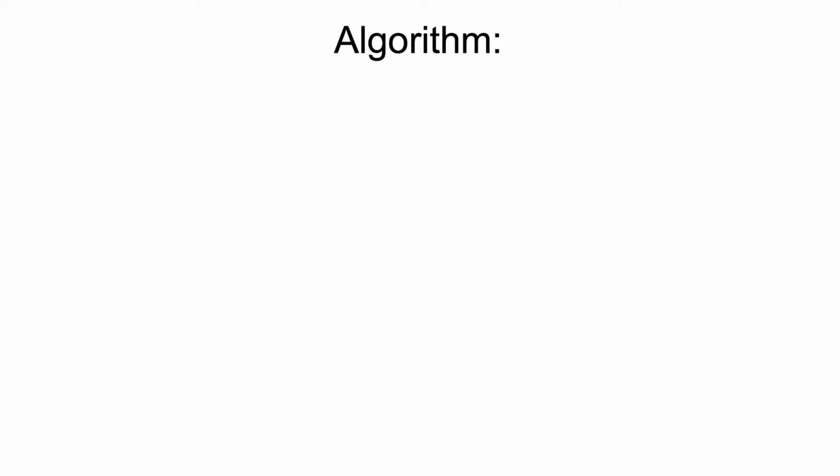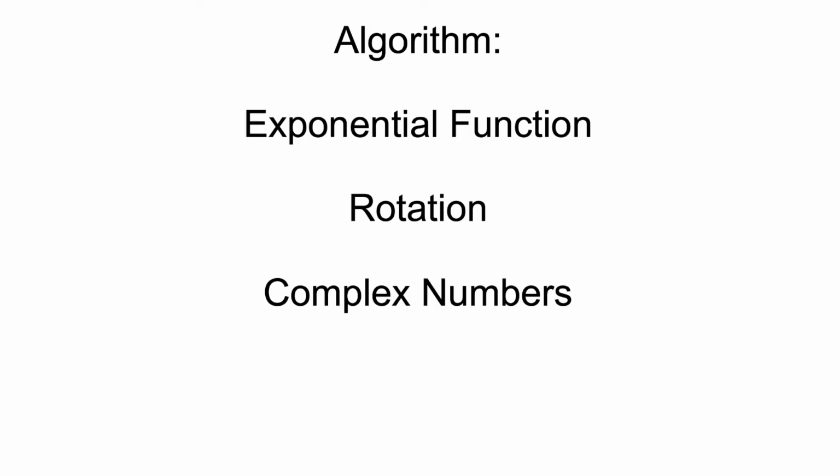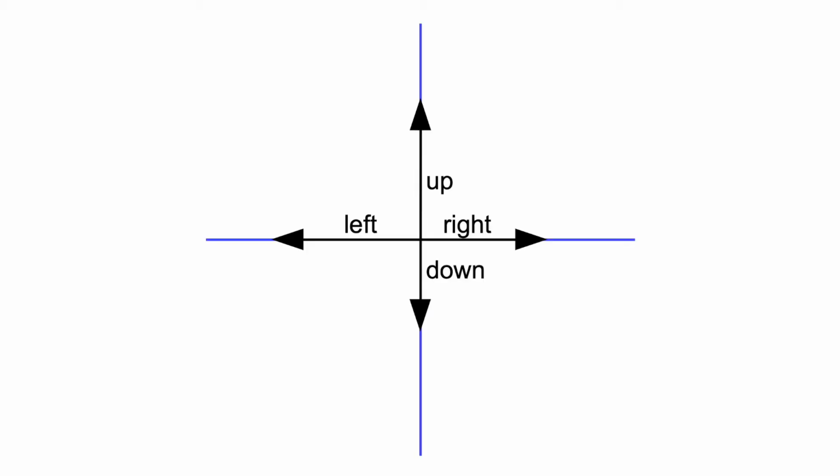Hello. Let's show an algorithm that reveals the connection between exponential function, rotation and complex numbers. Also let's show why e to the power of pi has anything to do with -1. Imagine that we live in a world that looks like an infinite chessboard.